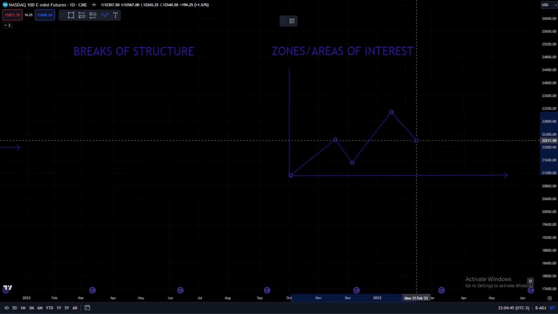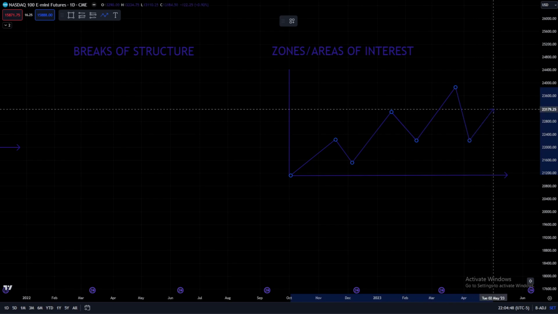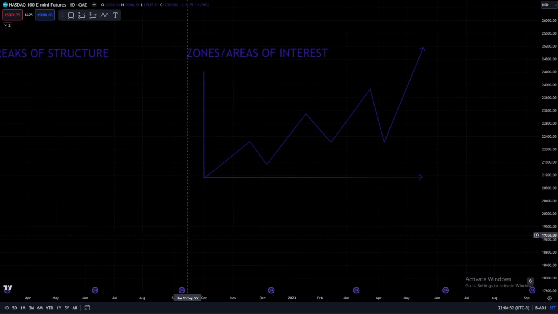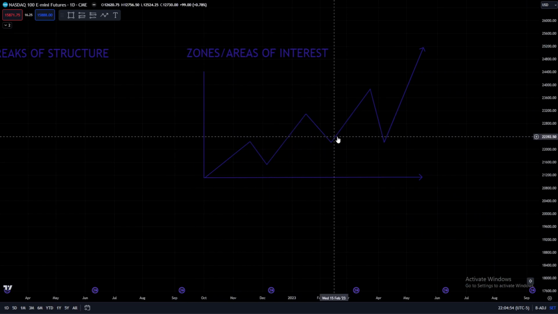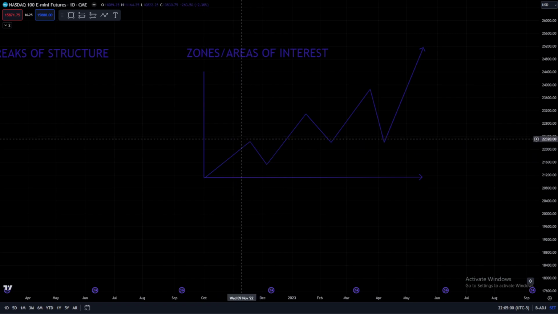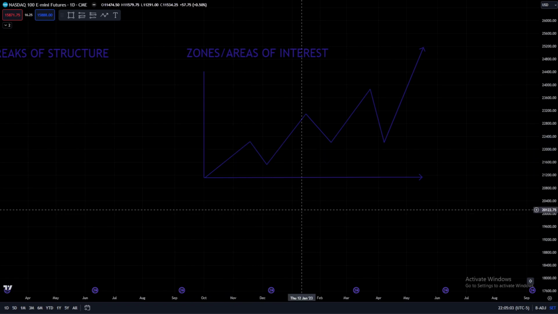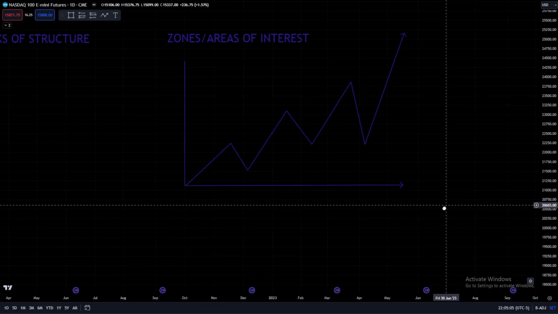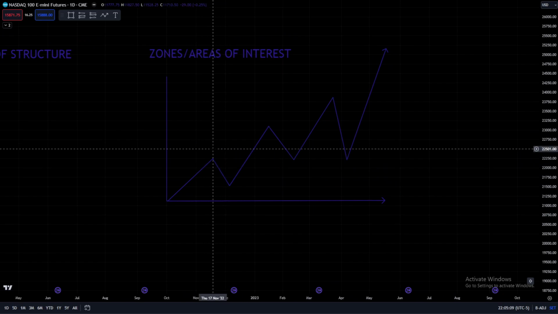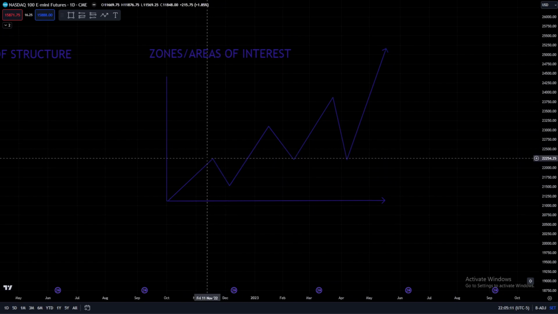Let me give you multiple examples here. All right, so again, these pivots here are your points of structure or structure points. Now, these are also what you would call zones, right? Because what is happening here is that price is reacting from these areas, right? And that's what I really want you to pay attention to.